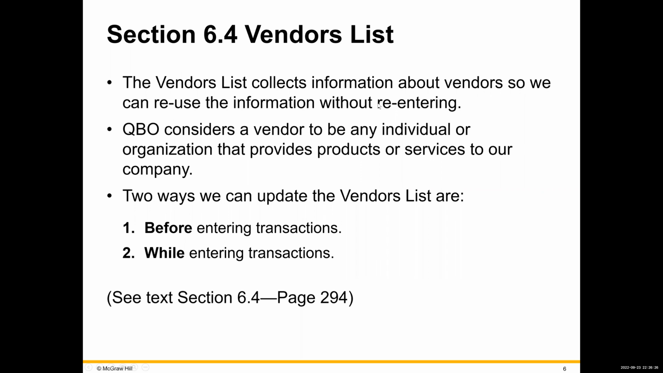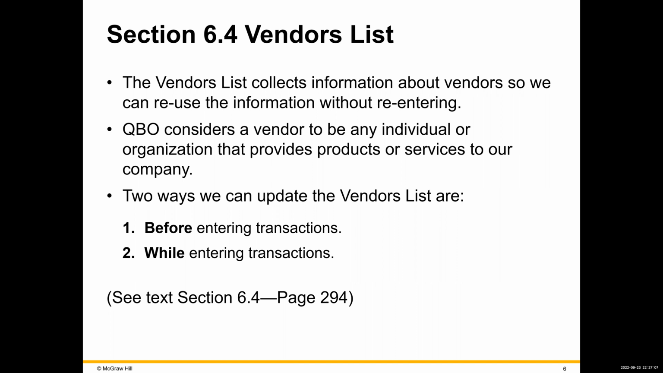The vendor list collects information about vendors so we can reuse the information without re-entering. So when we enter a vendor and we put in the address, we put in the terms, when you go to a form, a lot of that information will automatically autofill. So you don't have to keep re-entering it. It's really convenient, okay? QuickBooks considers a vendor to be any individual or organization that provides products or services to our company.